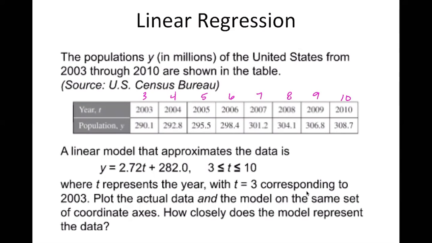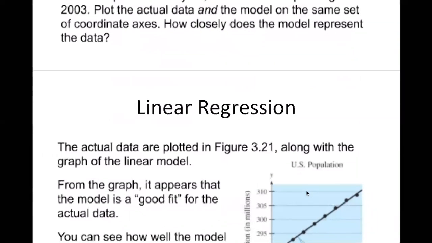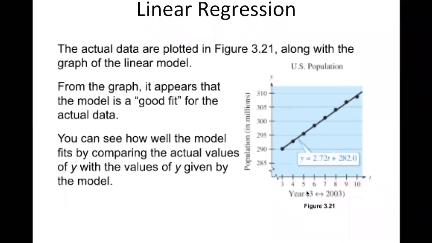So what they will do is they will plot the data and the graph on the same line. So if we look at this, it is actually plotting the data and the equation of the line. Notice that you can see that line goes through most of the points. But if you look up here, this one's not quite on that line, but it's a very good approximation. It is a very good fit for the actual data.